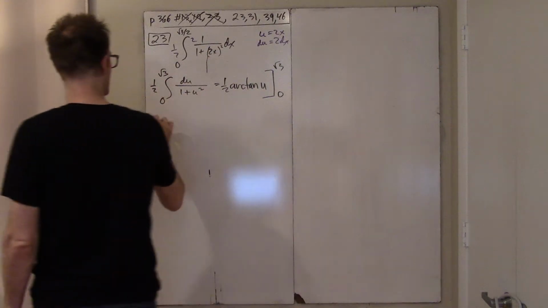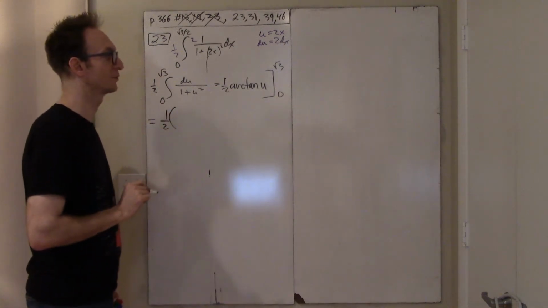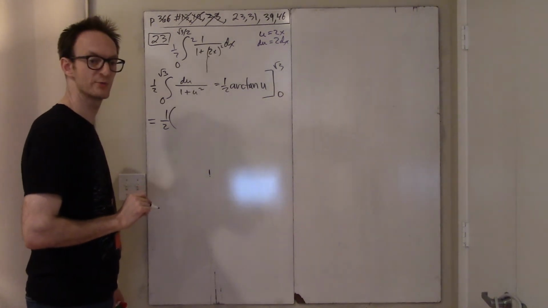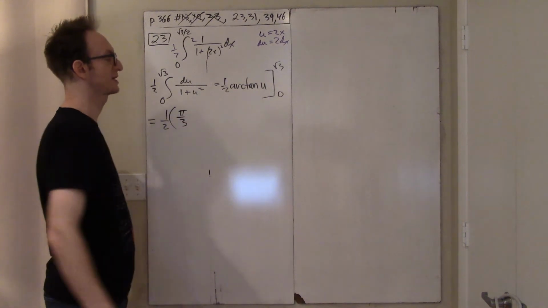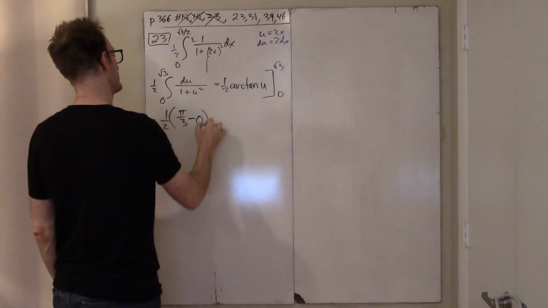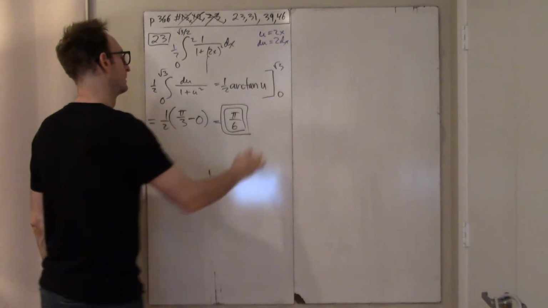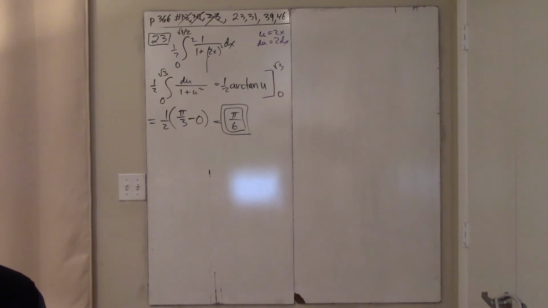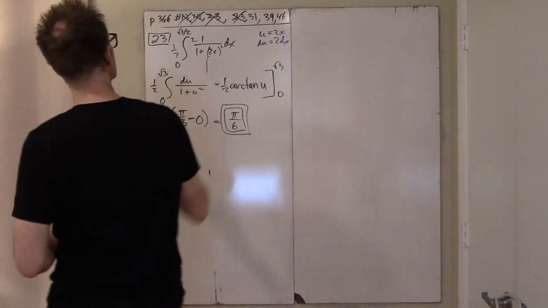And so I think we're almost done with this problem. This is going to be 1/2 times, what is arctan of root 3? It's the angle whose tan is root 3, so that's just pi over 3. Woo! And what's arctan of 0? It's 0, and so this whole problem just becomes pi over 6. And I bet that's just right. And it is. Okay, good.